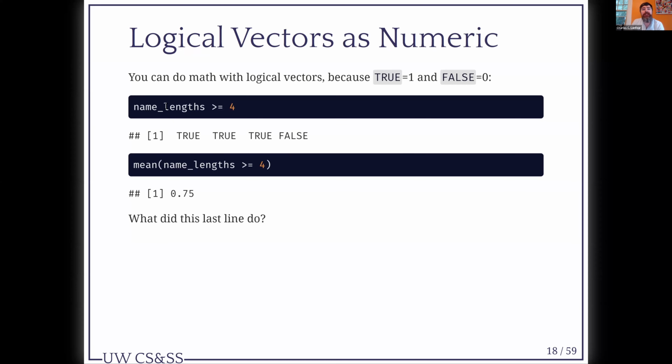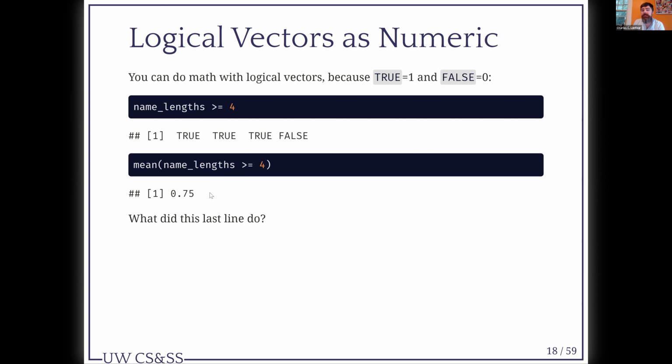So if I do name lengths greater than or equal to 4 and get true, true, true, false, I could take the mean of this. What is this 0.75 then? Anybody know? Is true coded as 1 and false coded as 0? Yes. So that 0.75 is the proportion of trues in that vector. Thus, that is the proportion of names that were greater than or equal to 4 characters long.